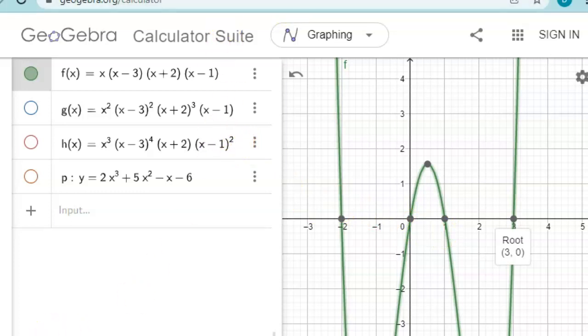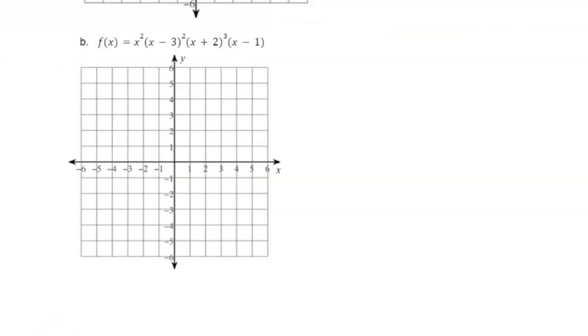Now let's change that a little bit. The next graph, B, has the same roots, but if you notice, this x squared occurs 2 times. This x minus 3 occurs 2 times. The x plus 2 occurs 3 times, and this x minus 1 is to the first power, so it occurs once. That is giving you your multiplicities.